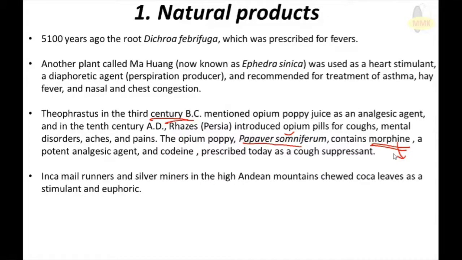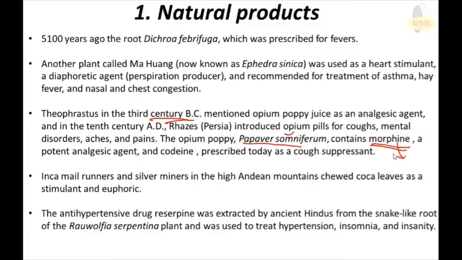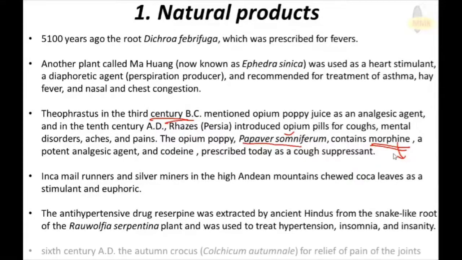And then there is a report that coca leaves, from where we get cocaine, were found to be stimulant and euphoric, so that when you chew the leaves, you forget pains as well as hunger. You will be forgetting both of these things, they don't bother you anymore. That's the reason why you can work for more time. And then the antihypertensive drug reserpine was extracted from Rauwolfia serpentina almost 250 years back.